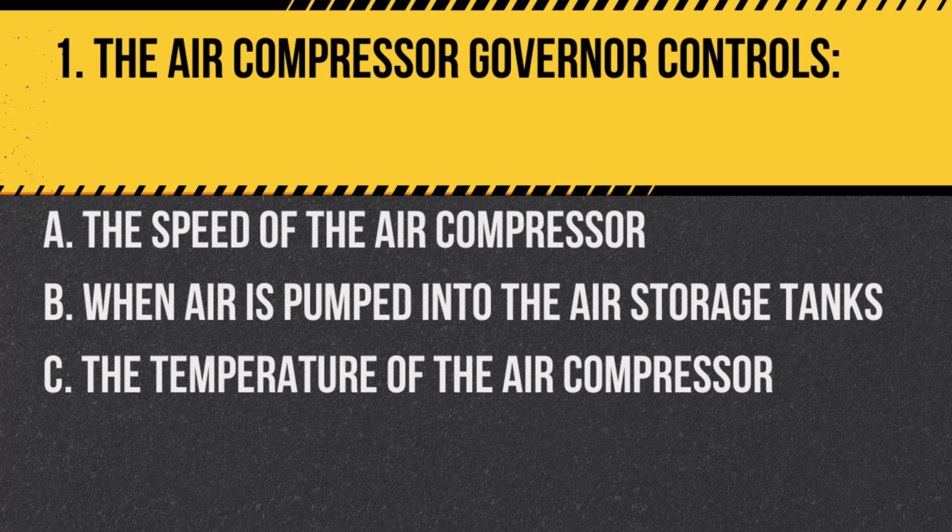Question 1. The air compressor governor controls: A. The speed of the air compressor. B. When air is pumped into the air storage tanks. C. The temperature of the air compressor. Answer: B. When air is pumped into the air storage tanks. The governor determines when the air compressor will pump air into the air storage tanks.